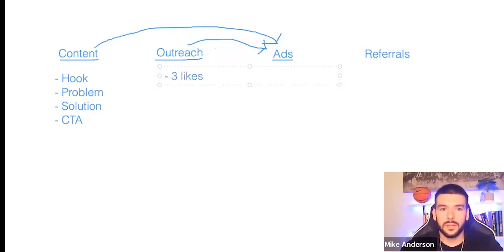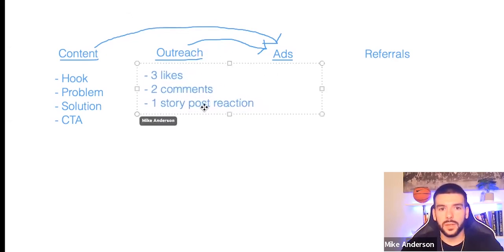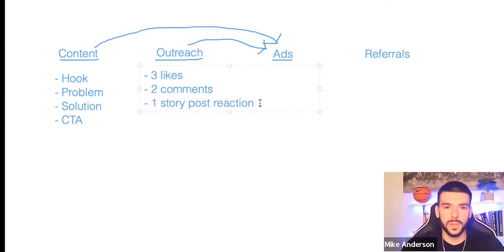The 3-2-1 method is 3 likes, 2 comments, one story post reaction. So when you find a target on Instagram, you're going to like 3 of their posts. You're going to comment on 2 of them, and then you're going to react to a story post. You can only do the 3-2-1 on Instagram because most people are public profiles, so you're able to do this. On Facebook, you're just going to send them the direct message.